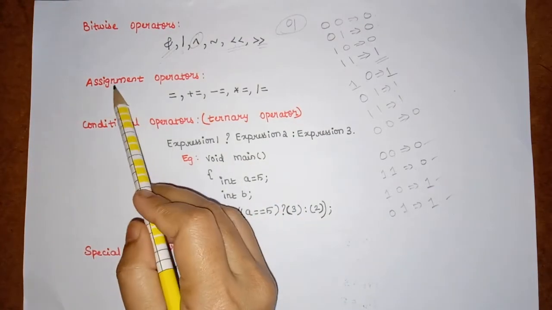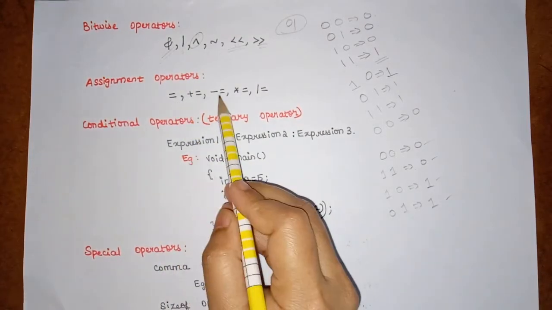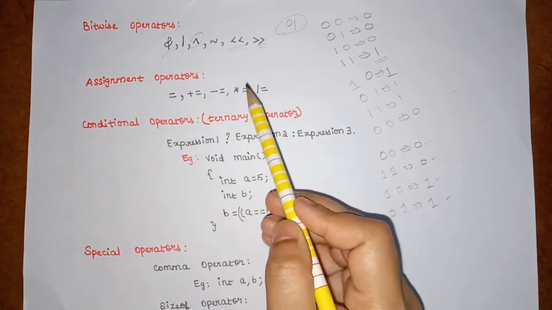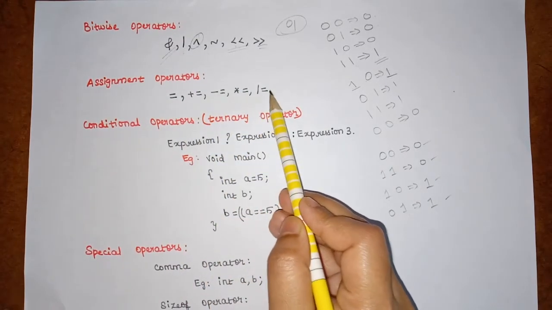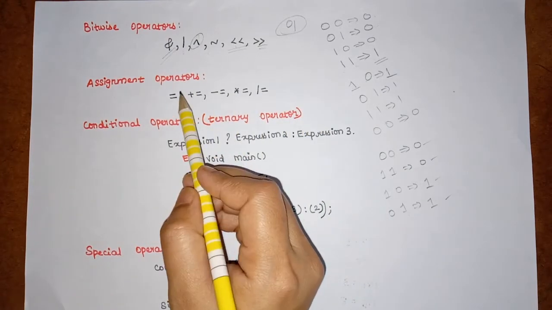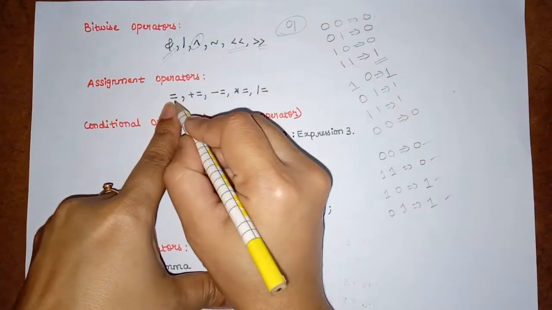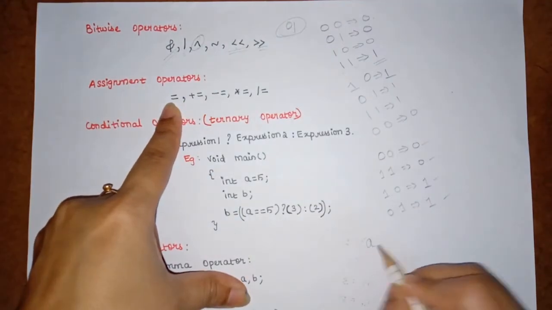Then next is the assignment operators. So these are all the assignment operators, that is equal to, plus equal to, minus equal to, then star equal to, division equal to. So assignment means we are going to assign something to a variable. So for example, let us take this equal to. How we can use this equal to?